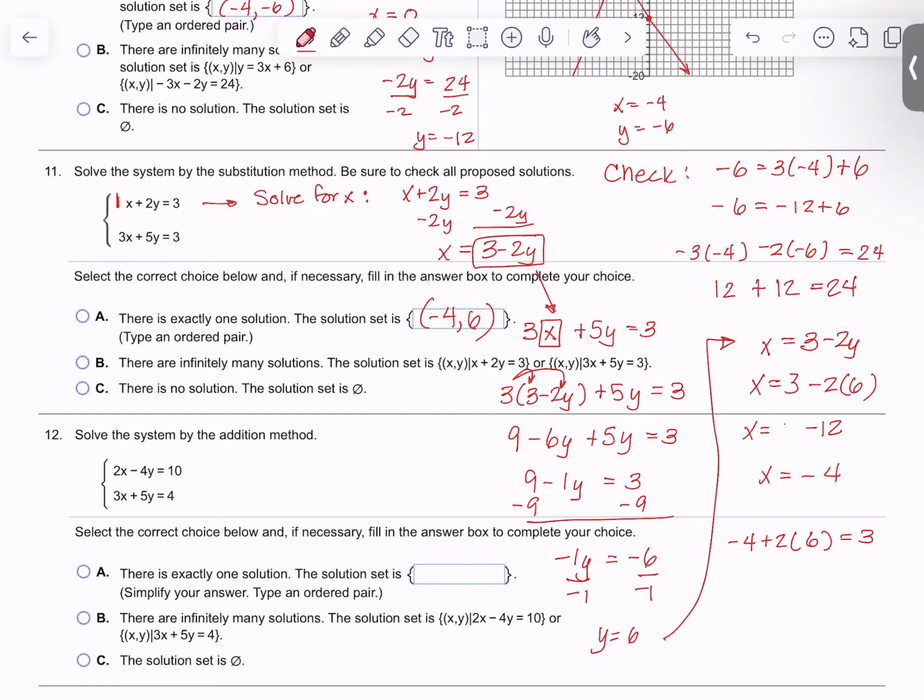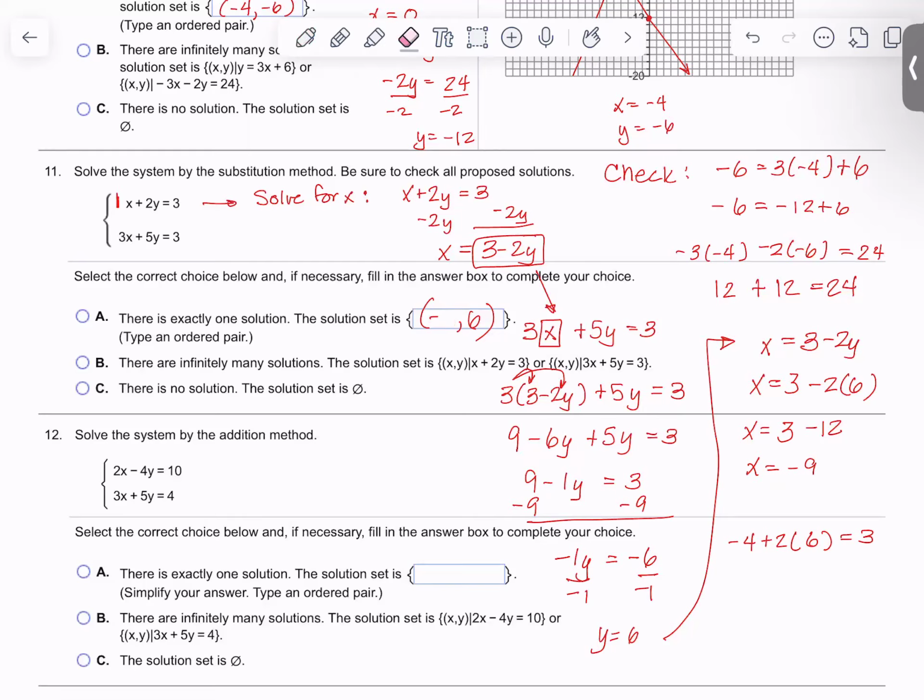See how helpful checking is? If I hadn't checked this equation or this system, I wouldn't know that I was wrong. So checking helped me discover that I made an error. How helpful is that? So now 3 minus 12 is negative 9. I am so glad I checked this.